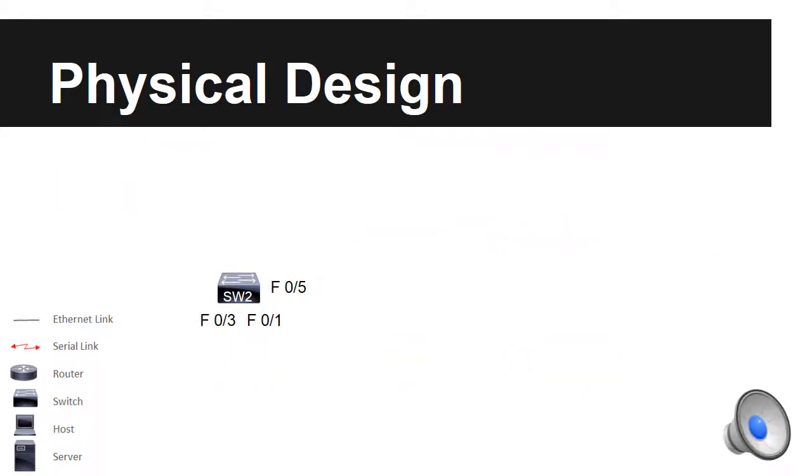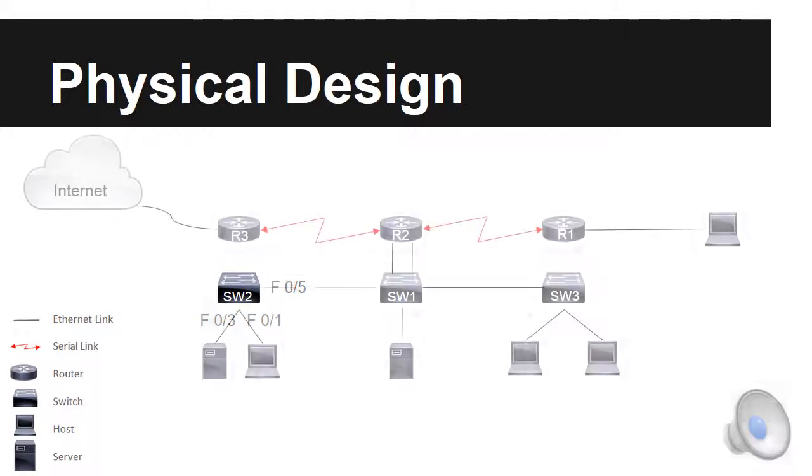Here we have switch 2. Its fast Ethernet interfaces, its port 0/5 is communicating to switch 1. Its port 0/1 is for communications to VLAN 2 for Department A. And then 0/3 is for communicating to the server located on this switch.